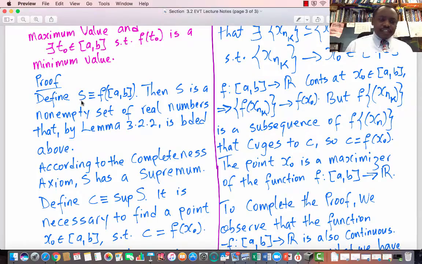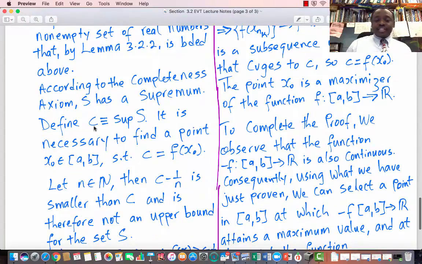Proof. Define S to be the image set f of the closed bounded interval [a, b]. Then S is a non-empty set of real numbers, and by Lemma 3.2.2, the one we just proved, f is bounded above. Now, since S is bounded above, by the completeness axiom, S has a supremum. Let us call the supremum C. So let C be the supremum of S.